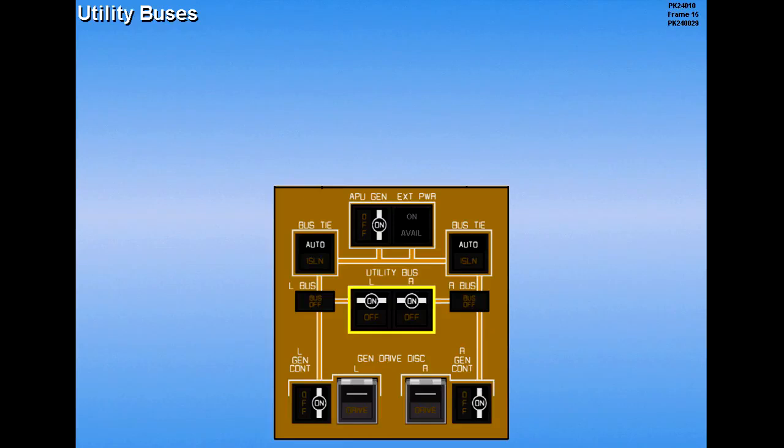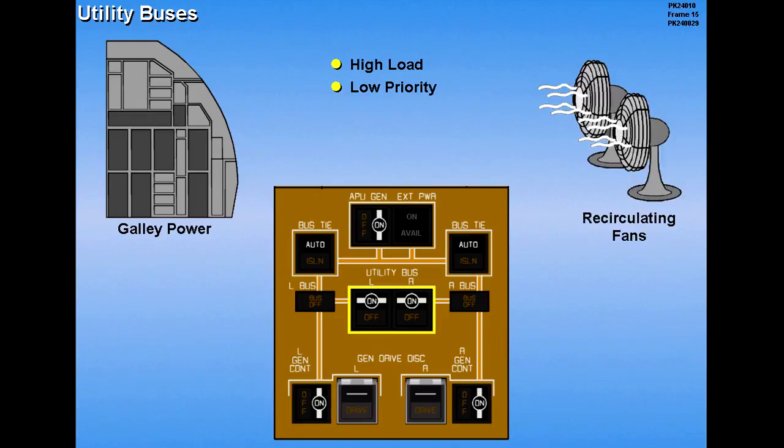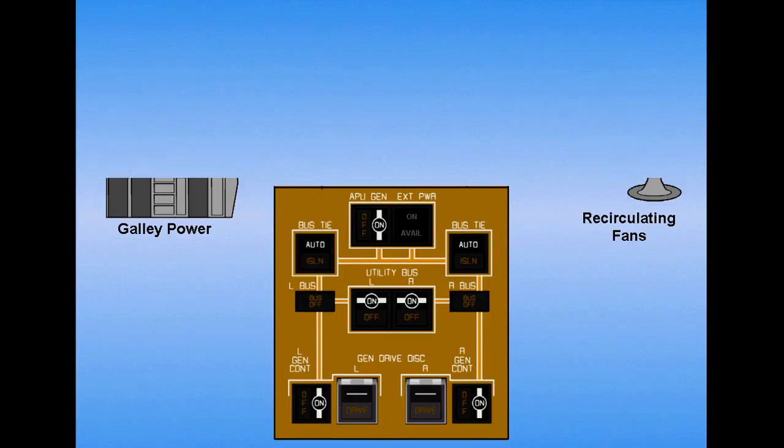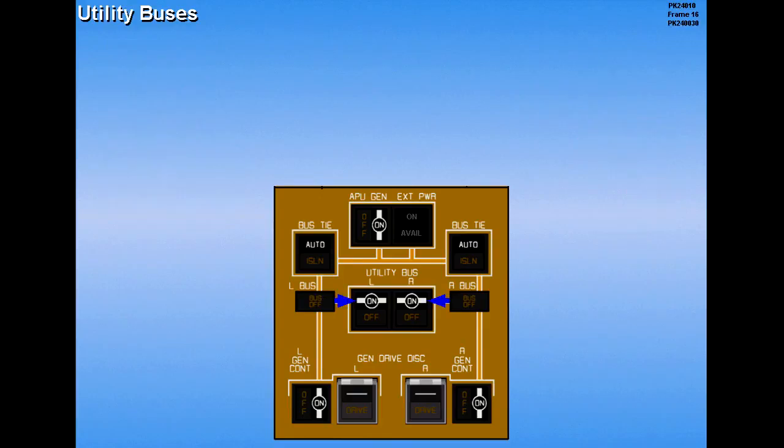The utility buses supply power for the high load, low priority items such as galley power and the recirculating fans. These buses are independently powered by the respective AC bus. The primary function of the bus tie system is to ensure that the main AC and DC buses are powered by any available source.